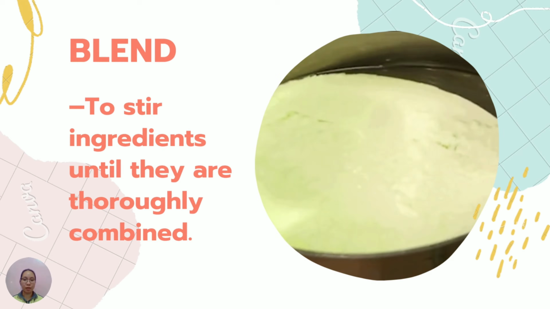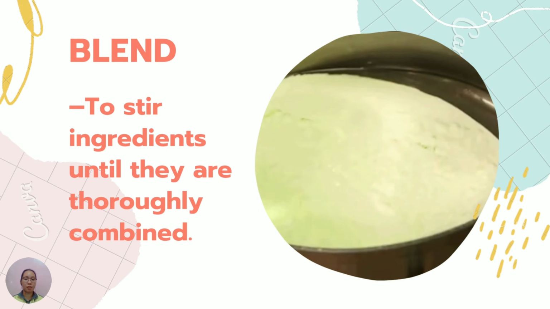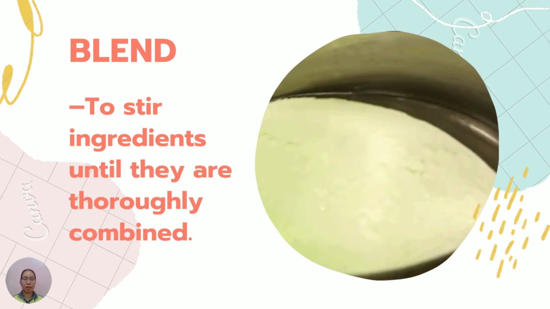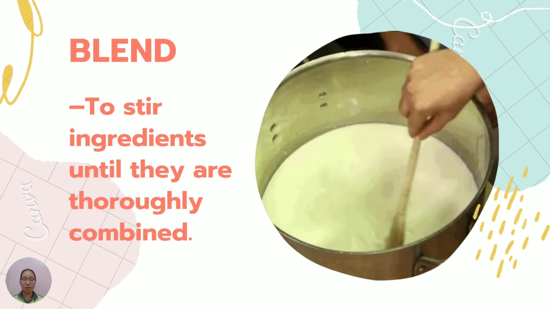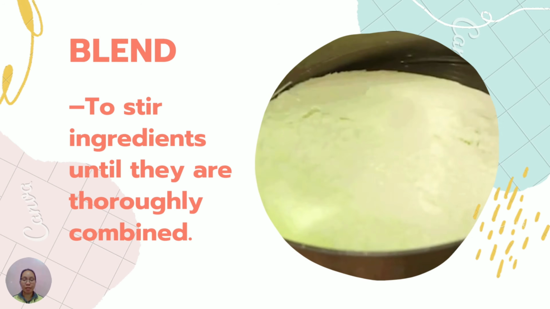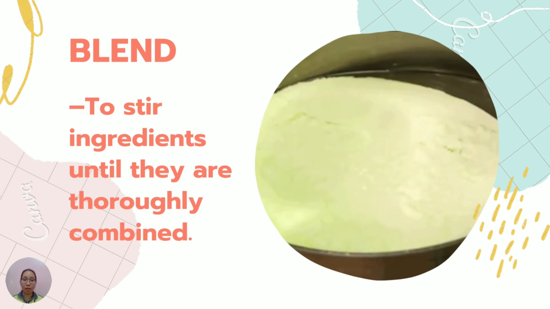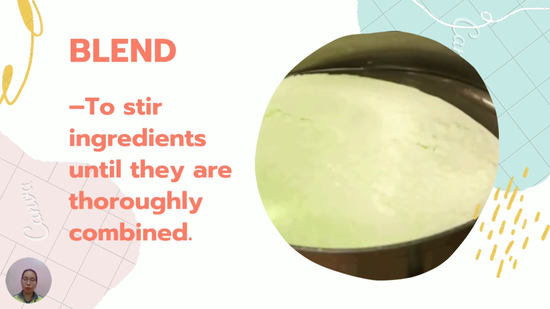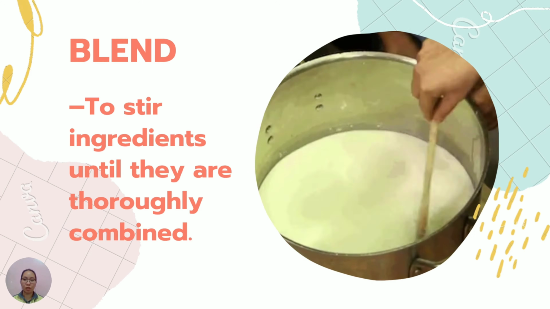Next one is blend. To stir ingredients until they are thoroughly combined. This is the process of combining two or more ingredients to become smooth and uniform. For instance, when you blend your dry ingredients and your liquid ingredients, the result is a cake batter mixture.